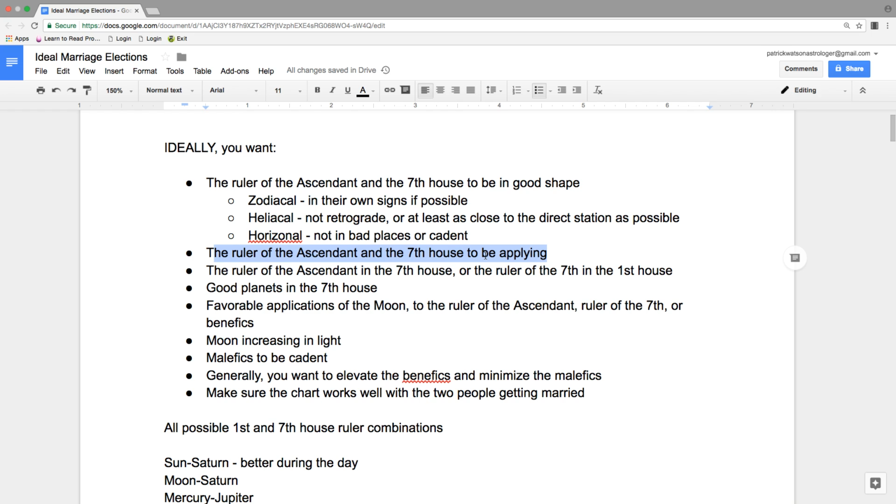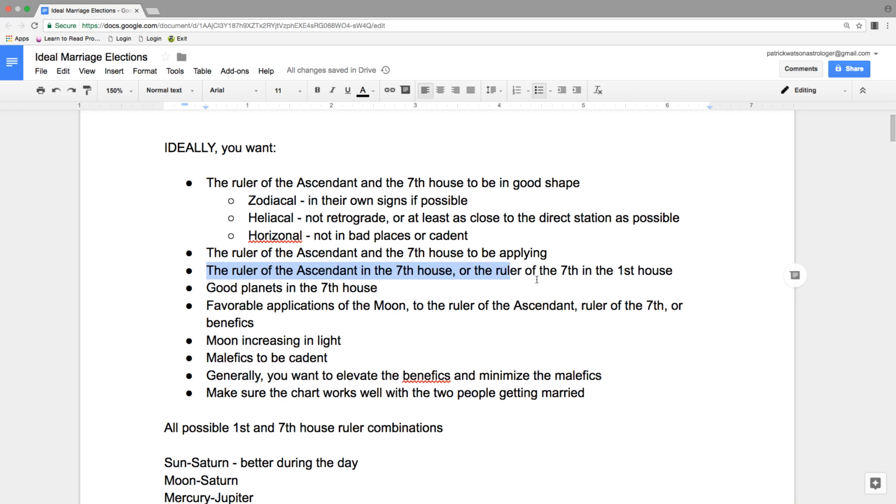The idea is we're trying to unite two people in a wedding. So it seems to make sense that you'd want these two planets to be converging rather than separating, or at least in a very tight aspect.